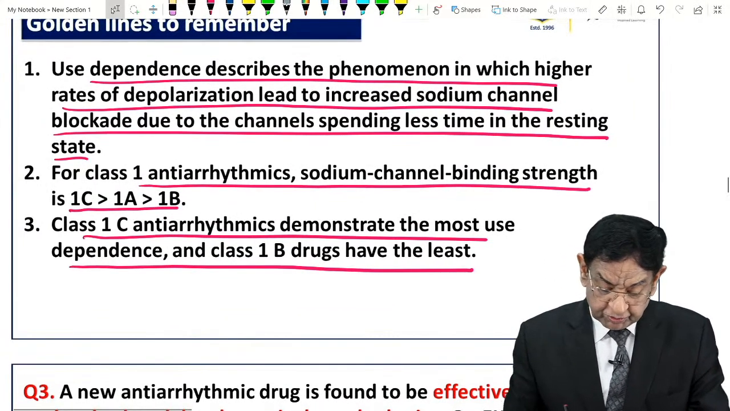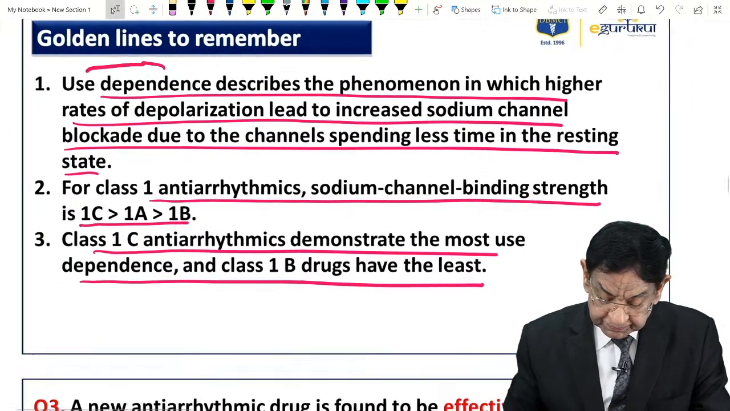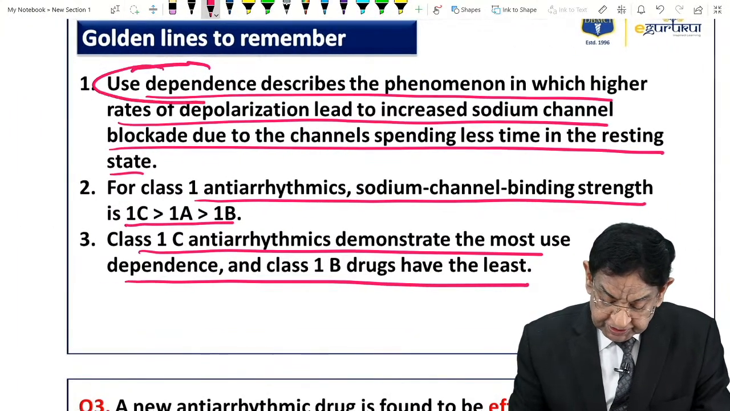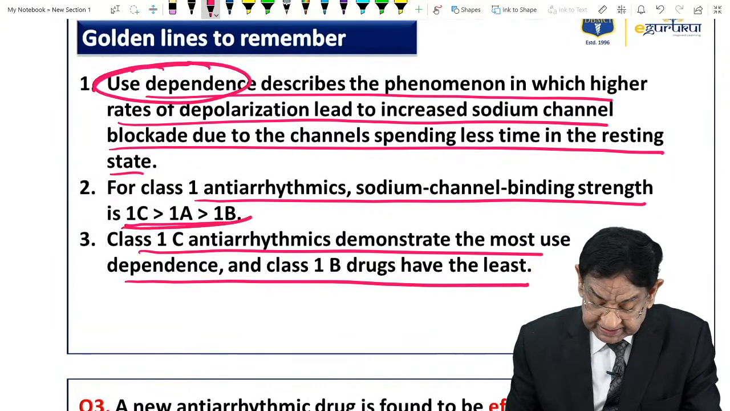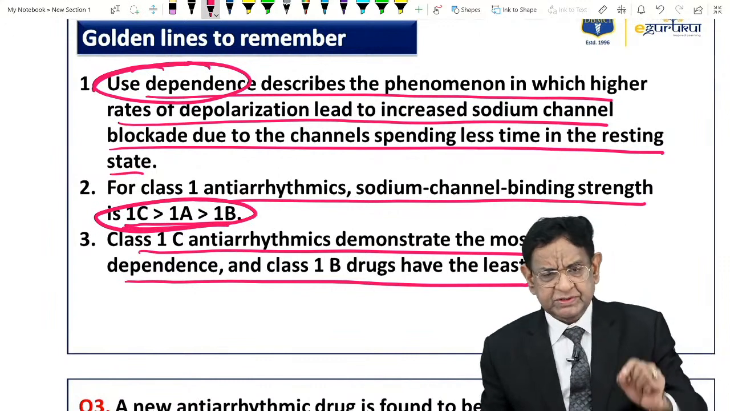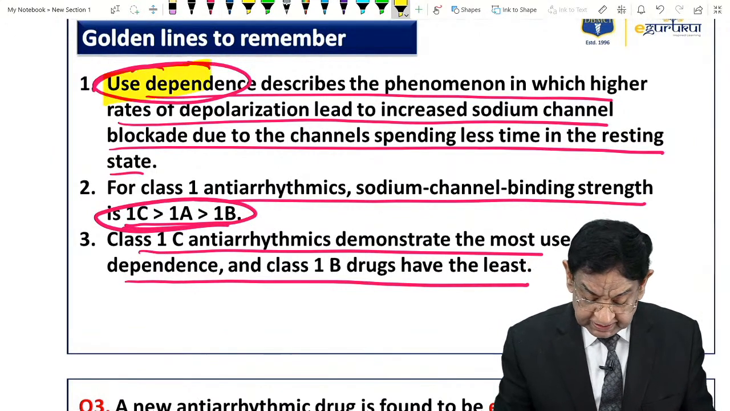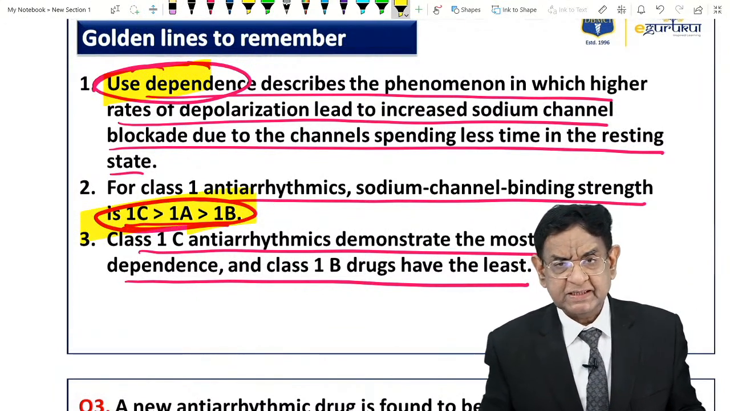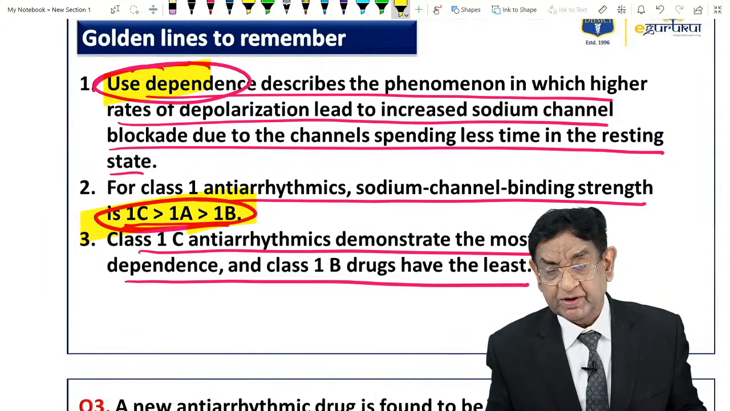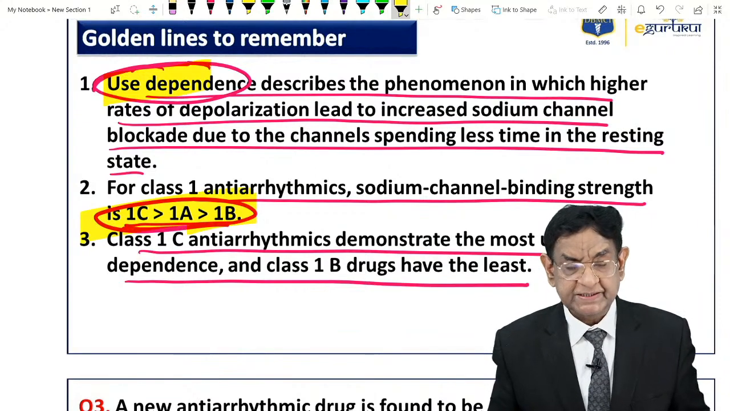The keyword here, the first keyword, is use dependent, which applies to class 1 drugs, and this is the second thing, that's all. Just remember these two as the most important keywords. An additional point: class 1C we never use in coronary artery disease, and class 1B we most commonly use in ischemic heart disease.